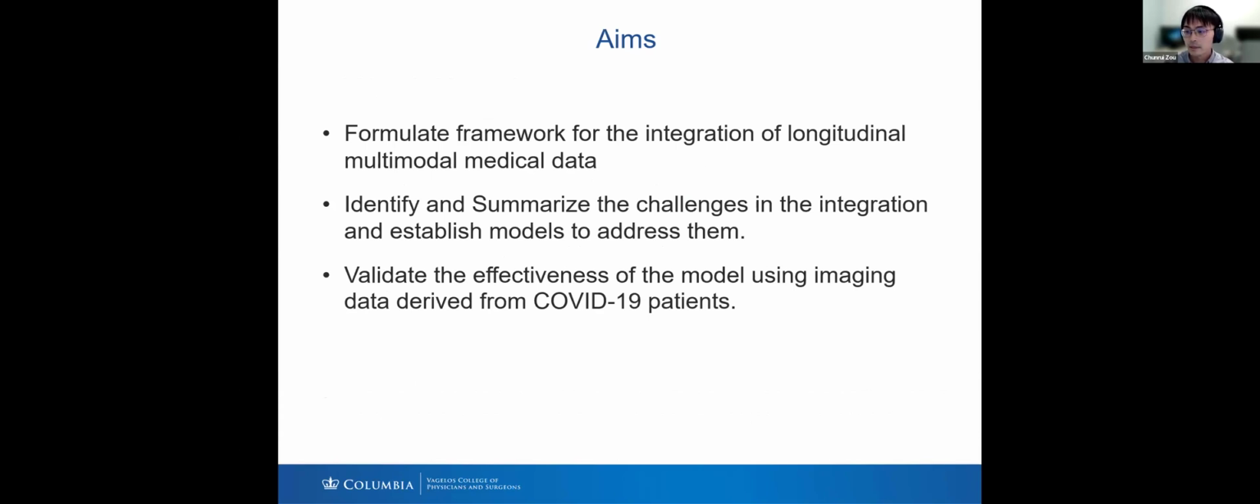In this study, we aim to formulate a framework for integration of longitudinal multimodal medical data, identify and summarize the challenges in the integration and establish models to address them, and finally validate the effectiveness of the model using imaging data derived from COVID-19 patients.